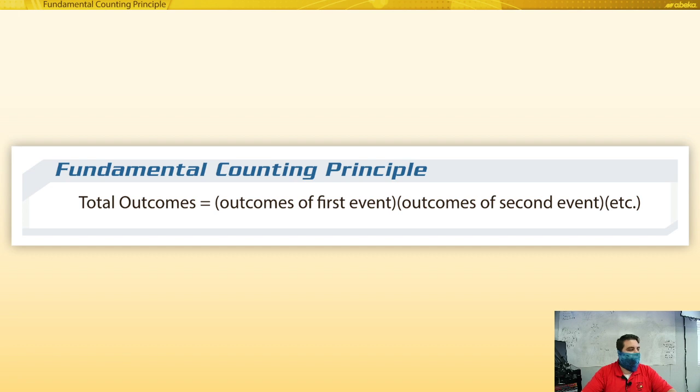Before that, the fundamental counting principle: you basically just multiply all the outcomes from each event together. That's basically it. It's a formula that just keeps going, so it's kind of hard to define, but here we go.